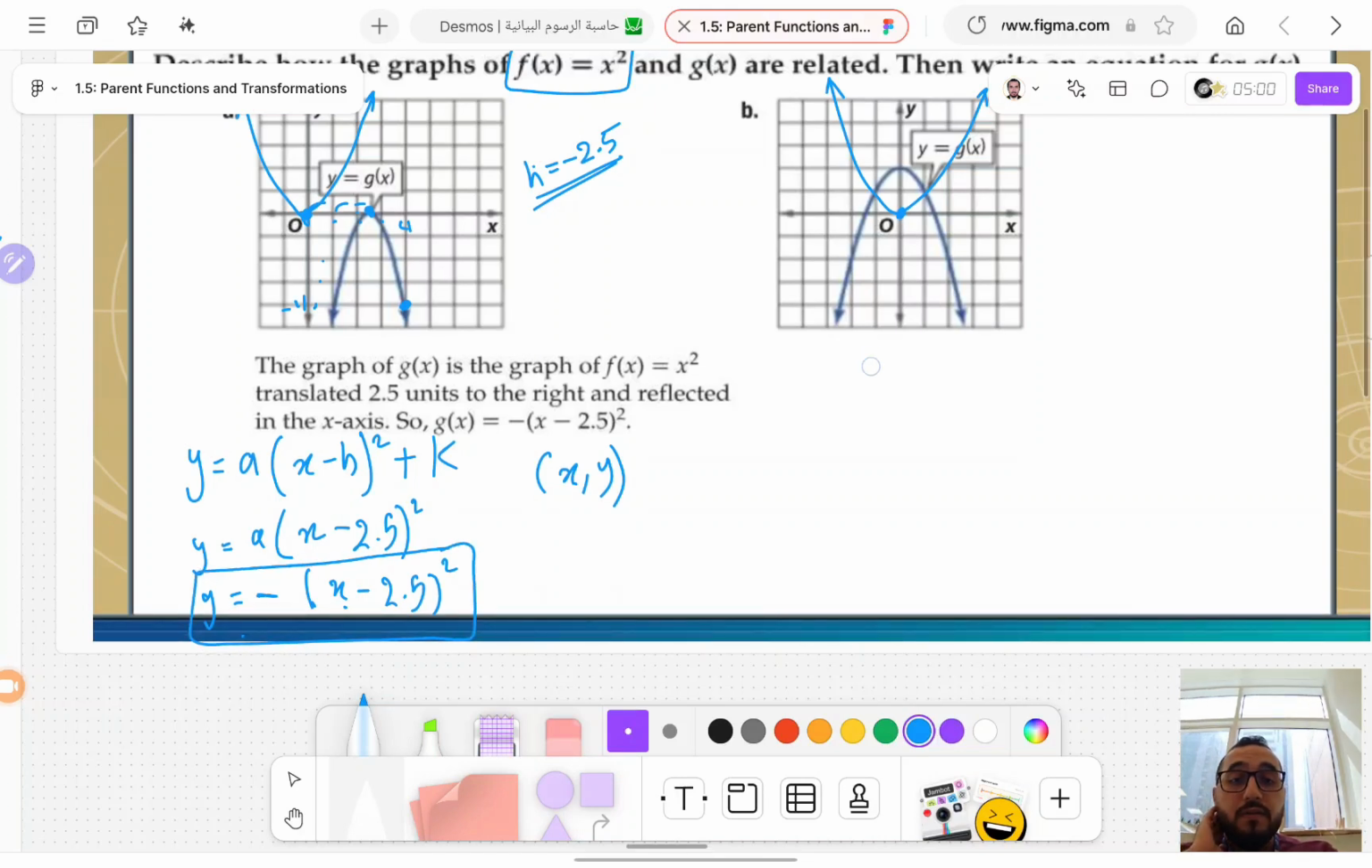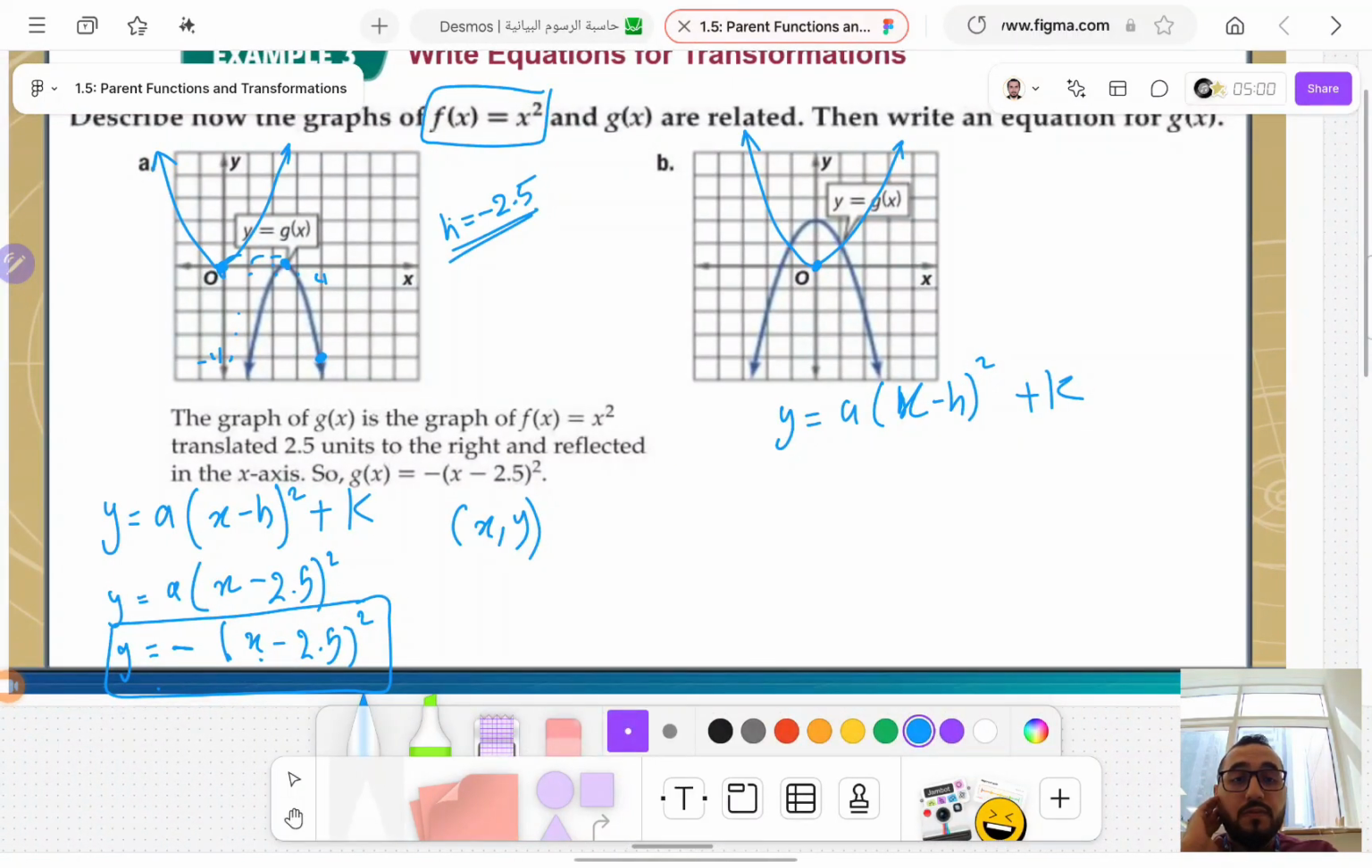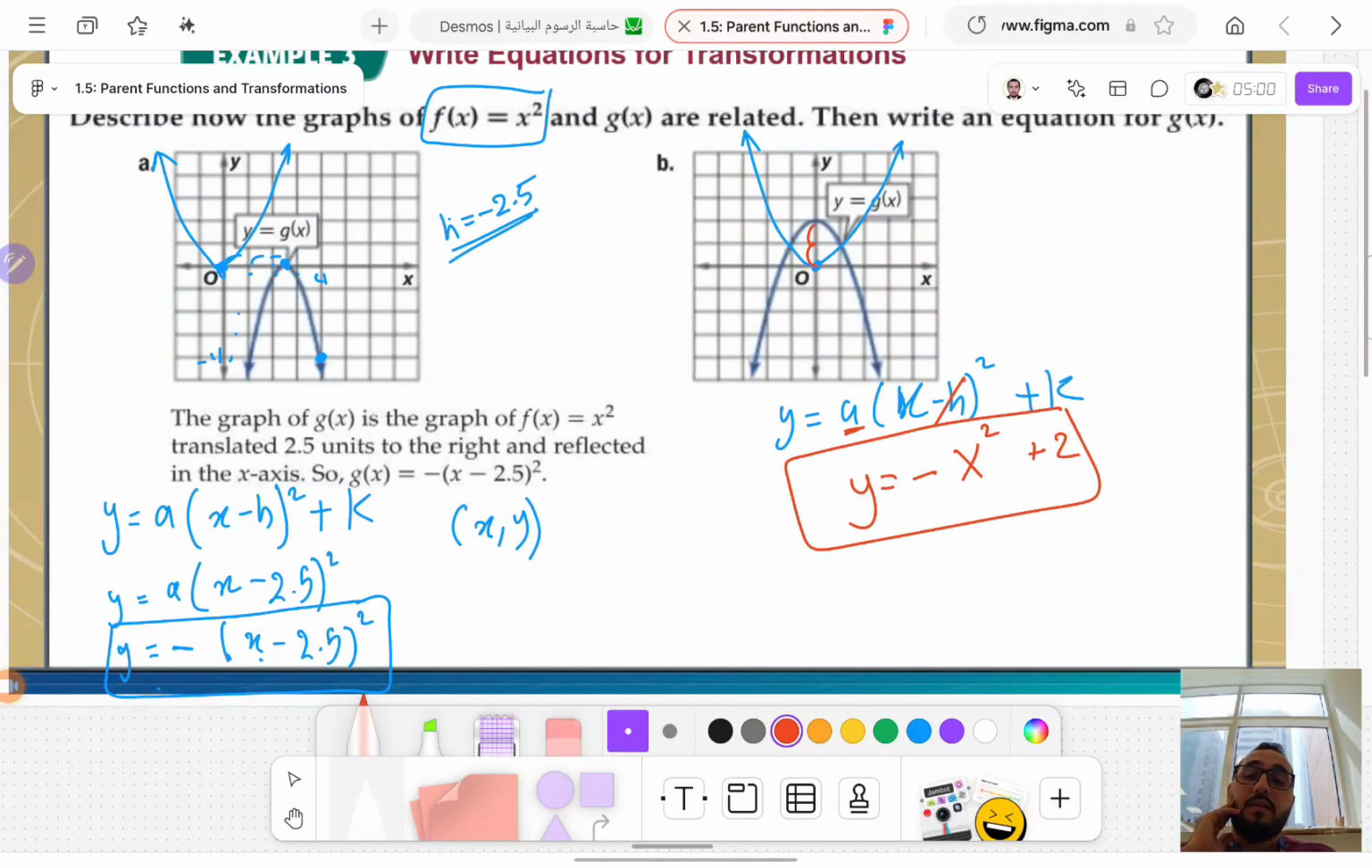Look at this one here. First write the formula, a(x minus h) squared plus k. The first thing you have to do is identify h and k. As you can see, the function is 2 steps up, but no steps to the right or left. So k is plus 2, h is 0. So it will be x squared plus k, but what happened with the a? Same thing, it's reflected down, so it will be negative x squared plus 2. So this one is the function.